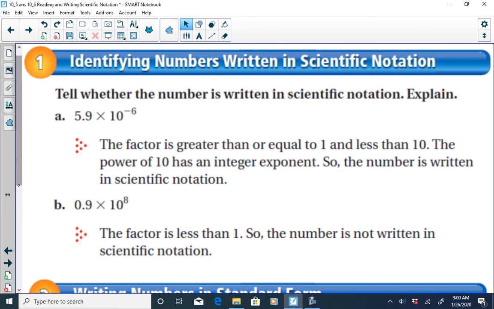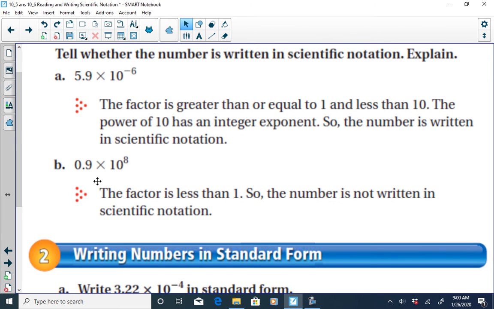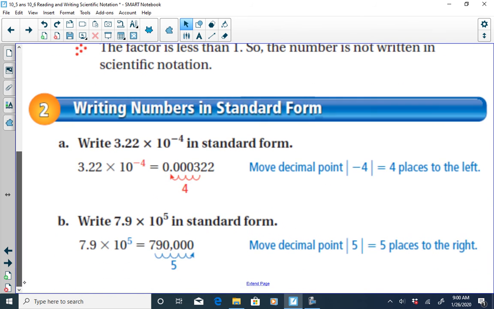Whereas this next number is not written in scientific notation. Notice it is a number written as the product of two factors. Yes, one of the factors is a power of 10. But that first factor is not greater than or equal to 1. It's less than 1, and that's why that number would not meet the definition of scientific notation.